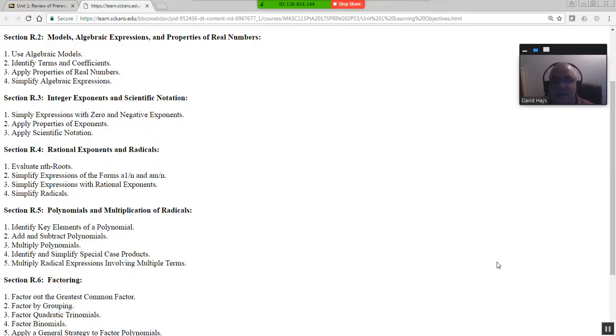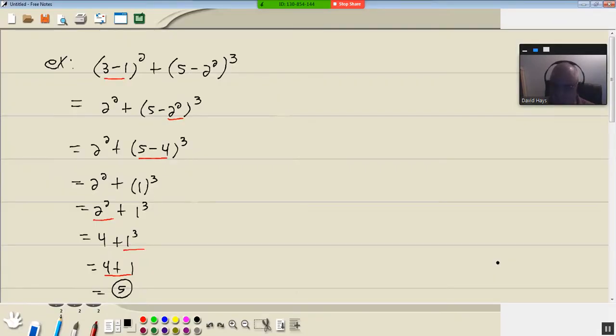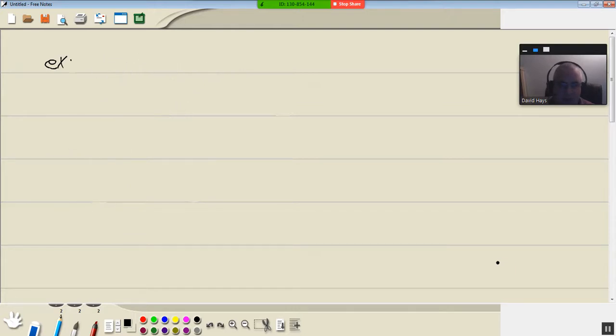So, when it says apply the properties of real numbers, one we're going to specifically focus on is the distributive property.